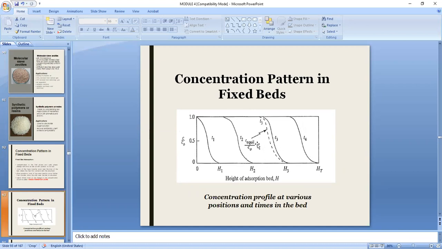At this particular portion, you have the ratio of the equilibrium concentration to the initial concentration of the phase that is to be processed in the bed. And you have here the corresponding time for this particular height to be saturated. So this is T sub 1 for this height. This is T sub 2, T sub 3 here, and T sub 4.